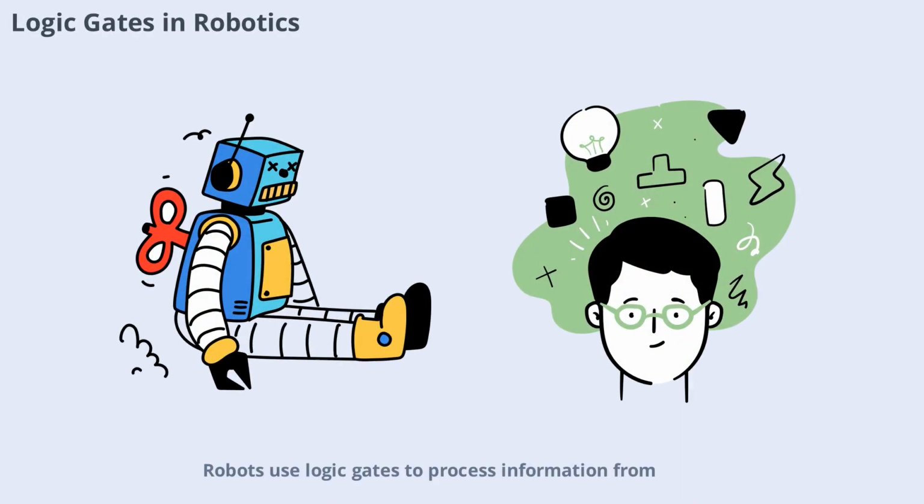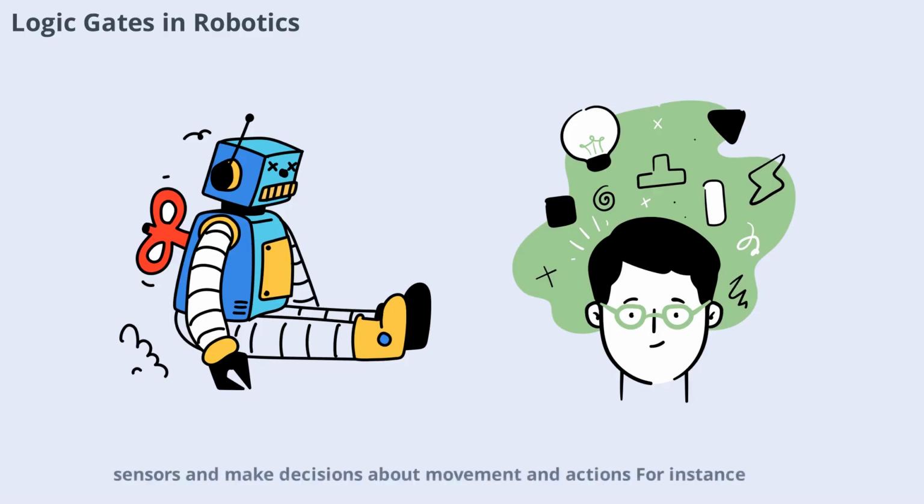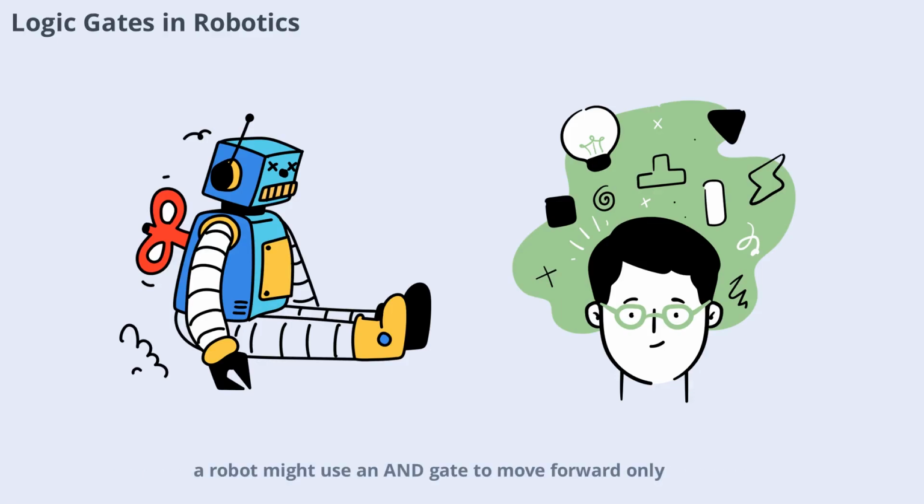Robots use logic gates to process information from sensors and make decisions about movement and actions. For instance, a robot might use an AND gate to move forward only if both its path is clear and its battery is charged. Logic gates enable robots to respond intelligently to their environment, making them more adaptable and capable.